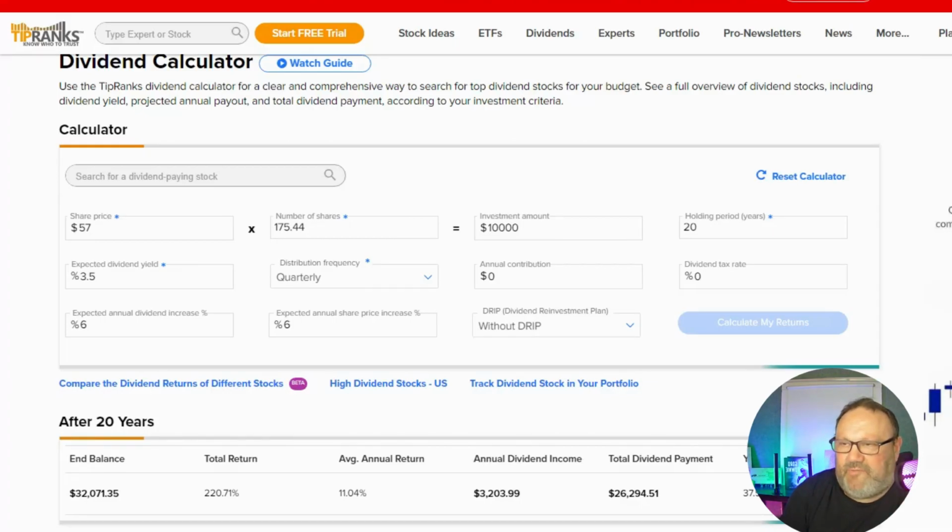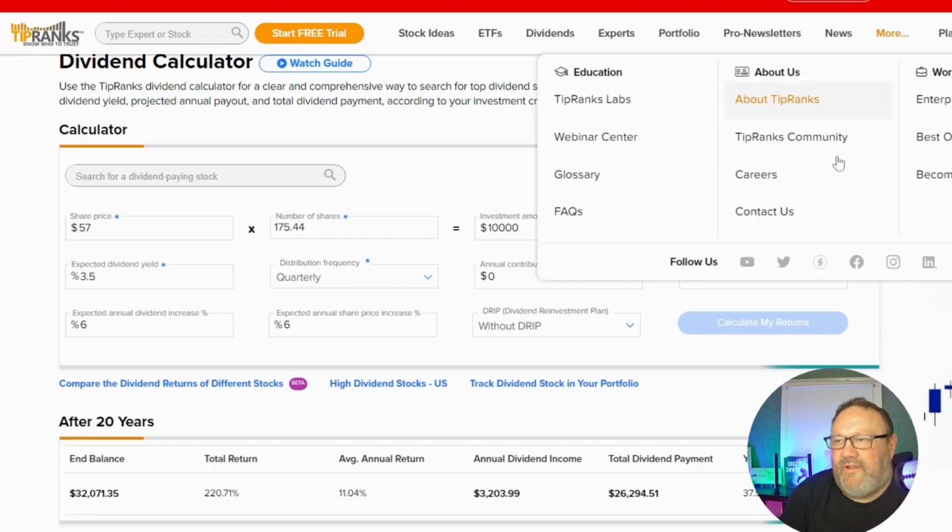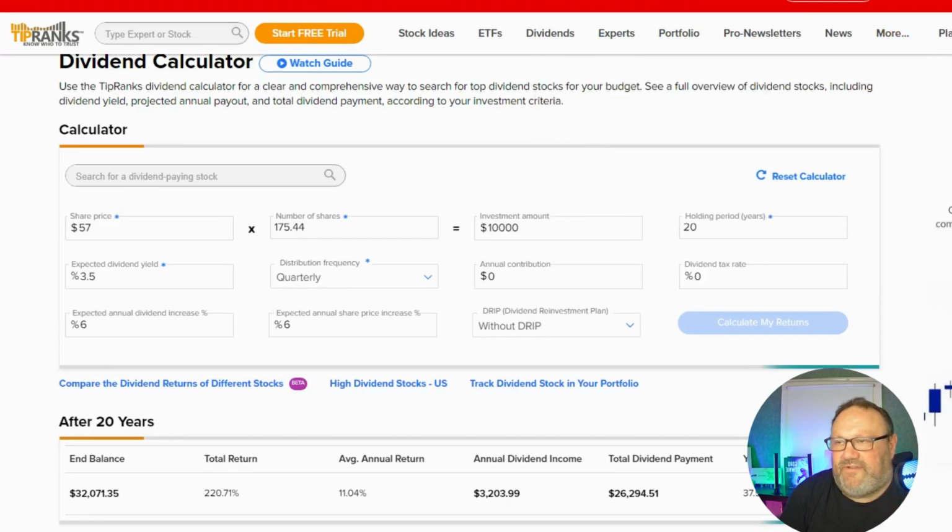As you can see, I've plugged in the figures on the screen here. My initial investment of $10,000 is there. And I've put the stock price of Fortis at roughly, currently, $57 each, which would garner us 175.44 shares. You can see our holding period is 20 years. The current dividend yield is about 3.9%, but I went a little bit conservative there and said 3.5%.